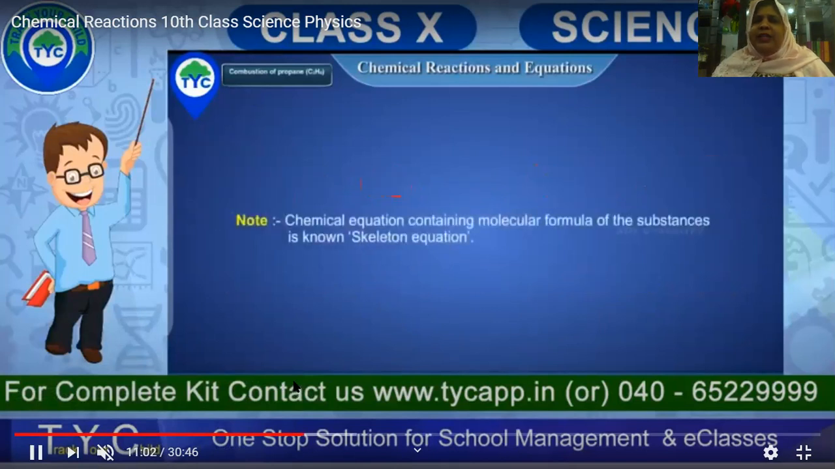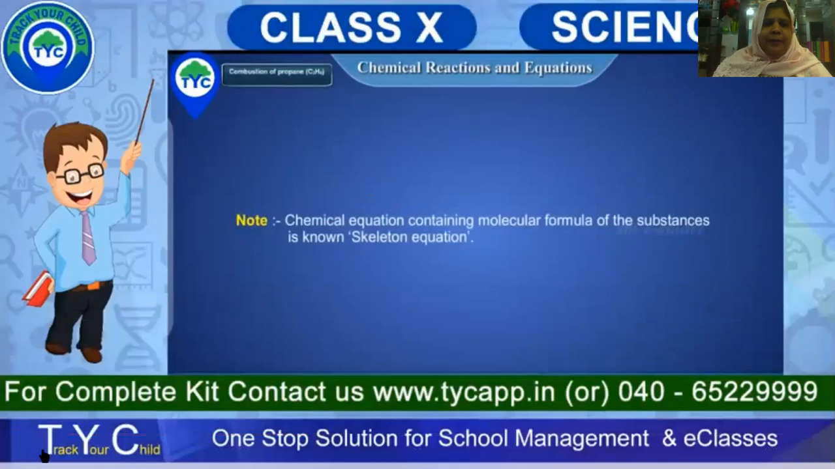This chemical equation, which you have seen, is the unbalanced equation, where the reactants and products were not balanced. We call it a skeleton equation. So that was a skeleton equation. We are going to make it a balanced equation. Let us see how we can do it.